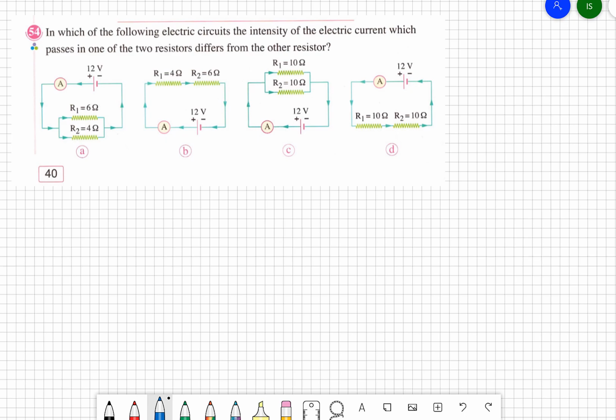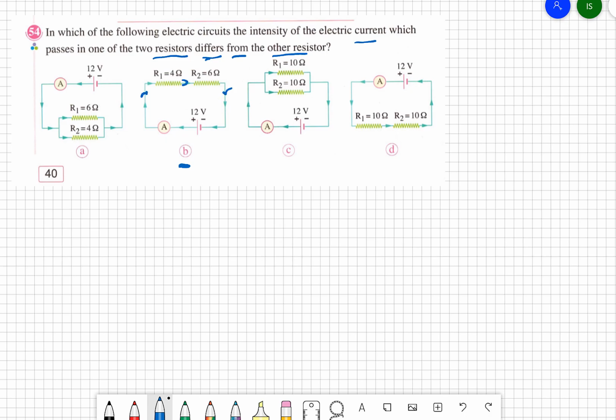54. In which of the following electric circuits does the intensity of the electric current which passes in one of the 2 resistors differ from the other resistor? So which one from these 4 circuits has different currents in one resistor than the other? At the beginning, let's see letter B. As you see, they are connected in series. So only one path for the current.